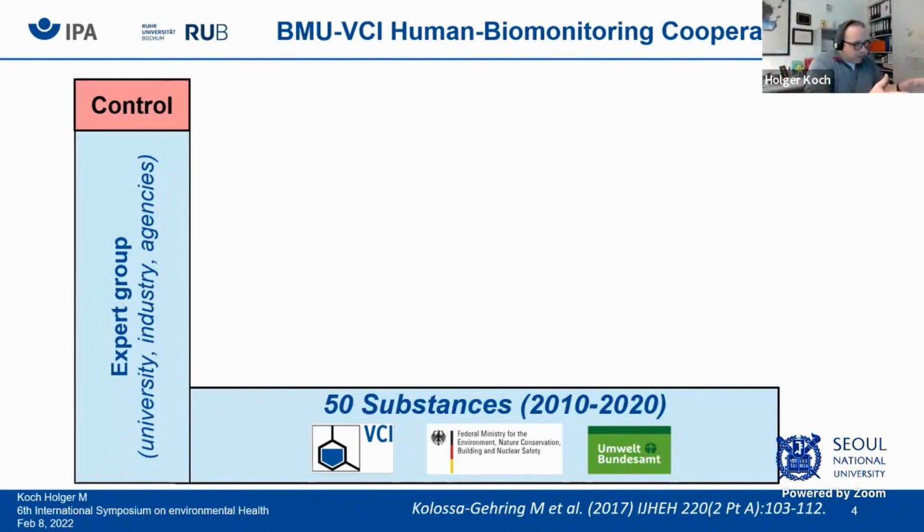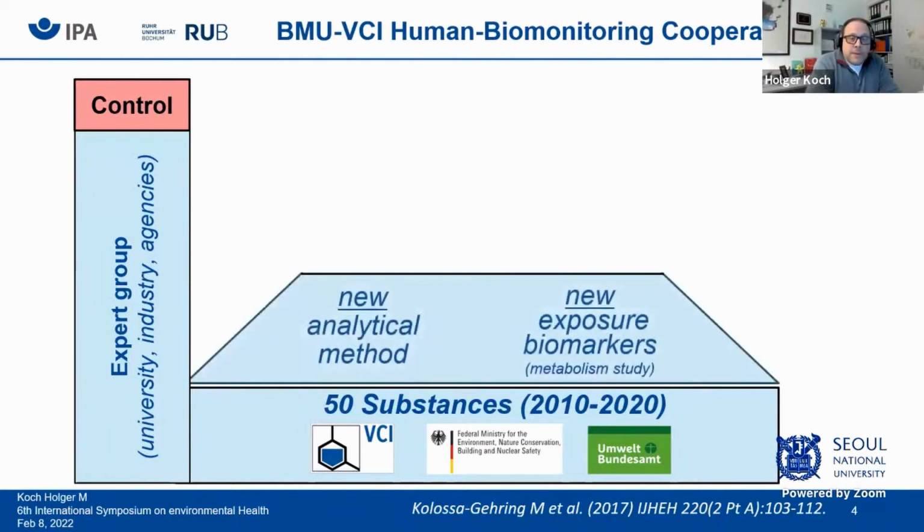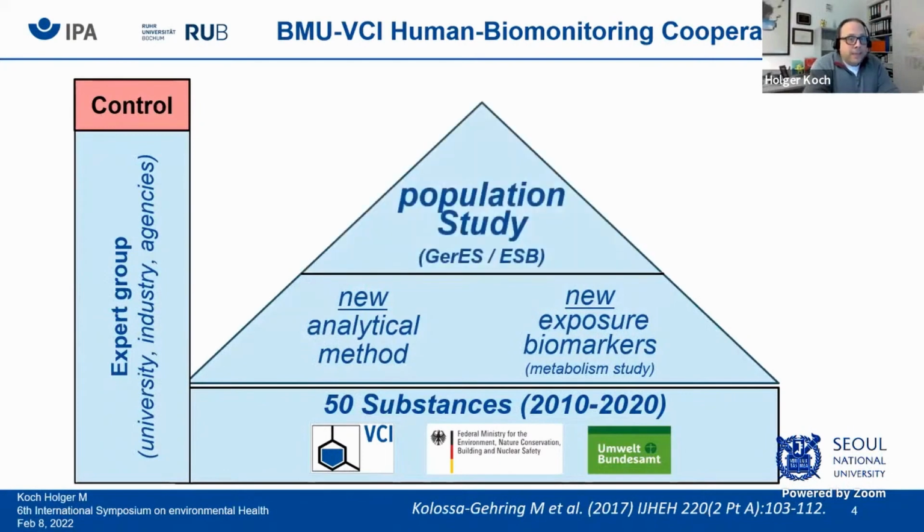It can be new chemicals that are newly introduced, or it can be legacy chemicals which have not been able to be measured by human biomonitoring. So for these 50 substances, we intend to develop new analytical methods and identify new and valuable exposure biomarkers, and then apply these new methods in the population studies I just pointed out to you.